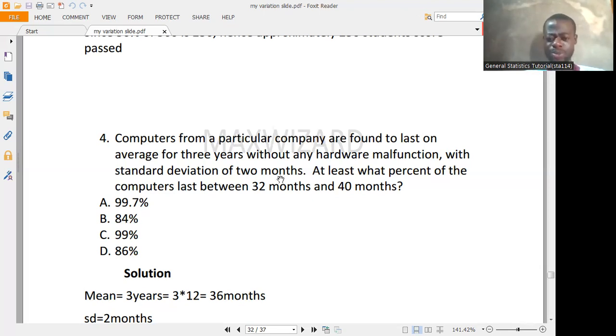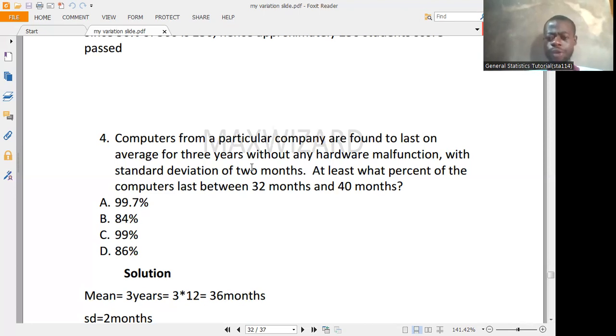Now, observe 36 months and 2 months with the range you are given. How can I get 32 using 2 and this 36? In fact, it is very clear that all I need is 2 standard deviation. If I can make use of 2 standard deviation here, you realize that we have 32. Because in fact, 36 minus 4 is 32. And that 4 is gotten by multiplying 2 standard deviation by 2.